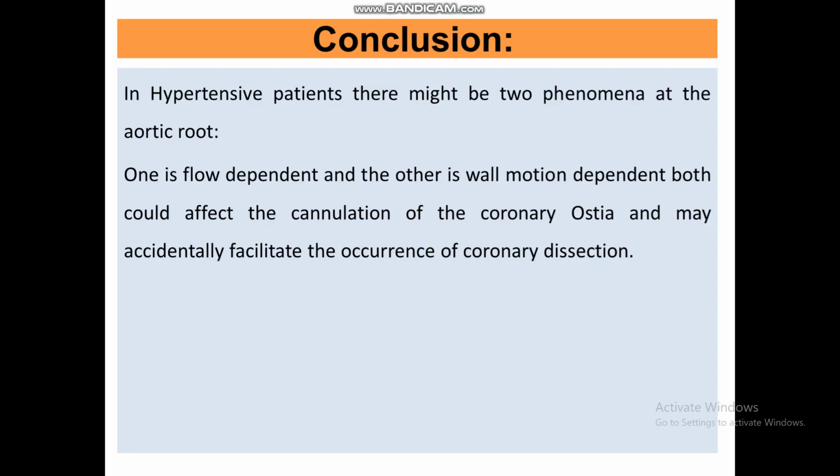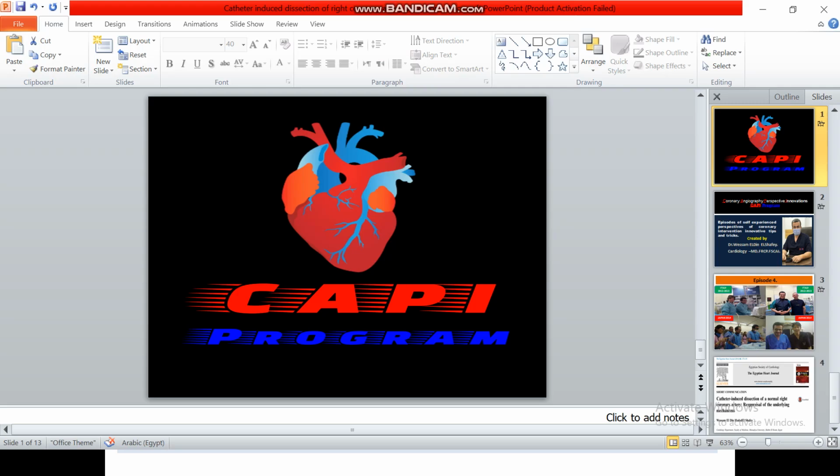So finally, to conclude, in hypertensive patients there might be two phenomena at the aortic root. One is flow dependent and the other is wall motion dependent. Both could affect the cannulation of the coronary ostia and may accidentally facilitate the occurrence of coronary dissection.